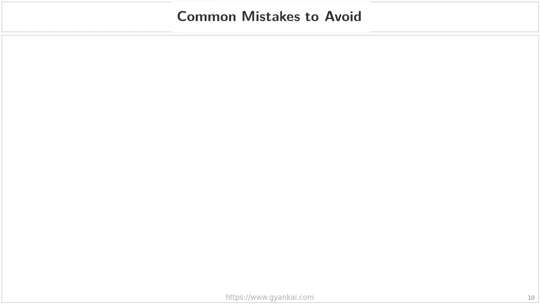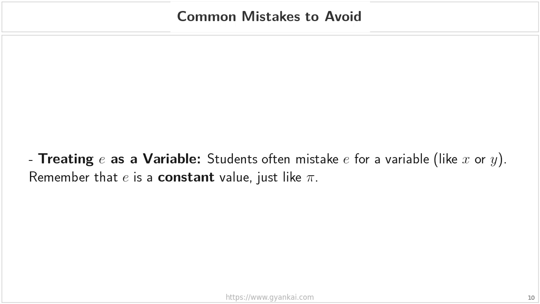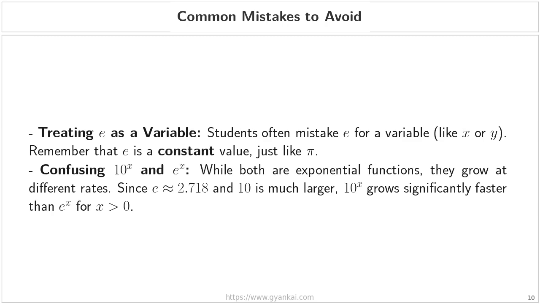Common mistakes to avoid. To conclude our lesson, let us review some common pitfalls to avoid so that you can apply these concepts accurately. First, a very frequent mistake is treating the letter e as a variable, similar to how we use x or y in an equation. It is crucial to remember that e is a fixed constant value, much like the constant pi.